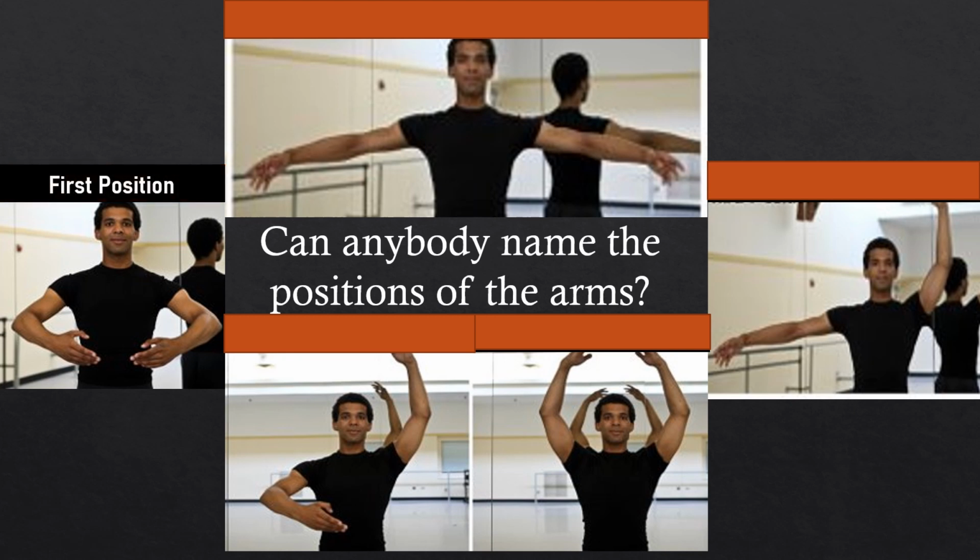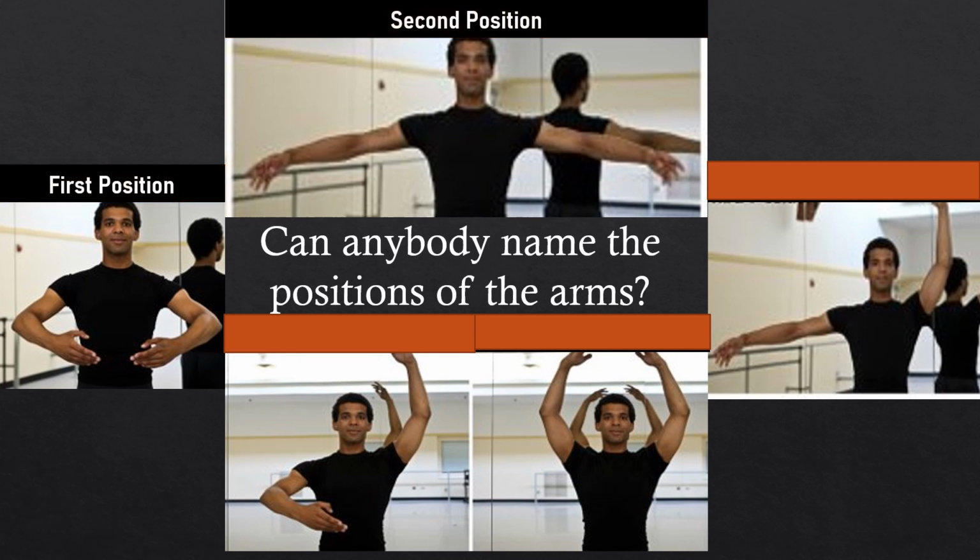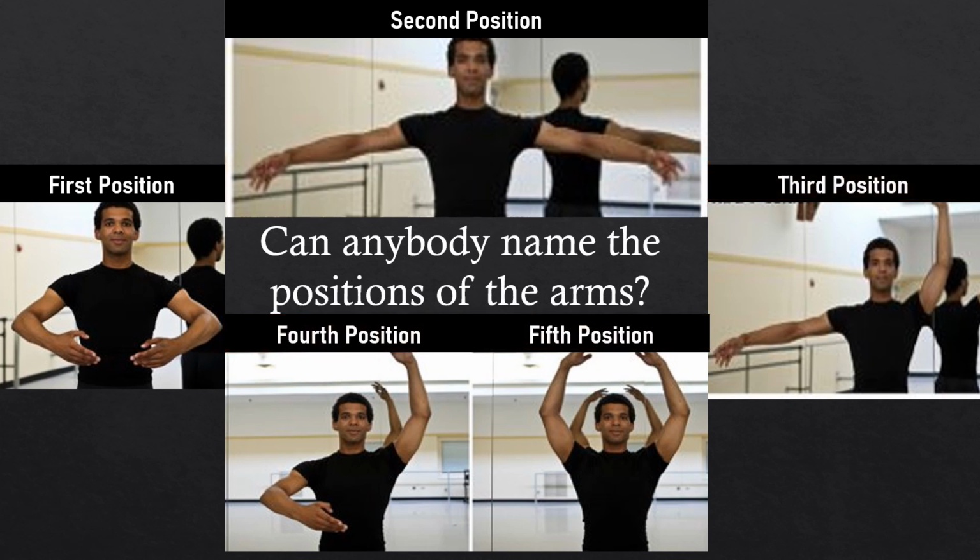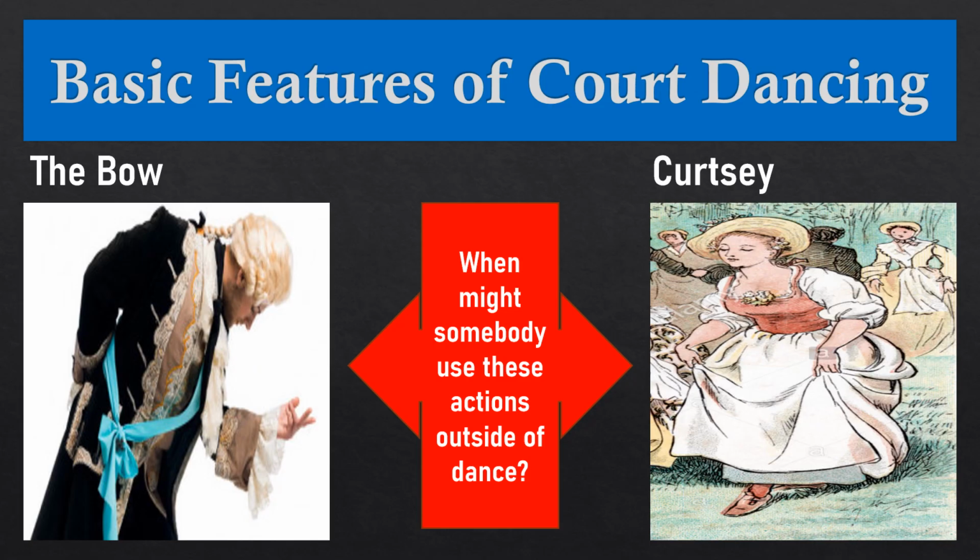Okay, the first one is first position, the top one second position, fourth position, fifth position and third position. If you've got any of those right, well done, because they're quite difficult. These are really specific to ballet. We're focusing on just a little bit of ballet technique to get some context of court dancing. Well done, guys. Let's move on.